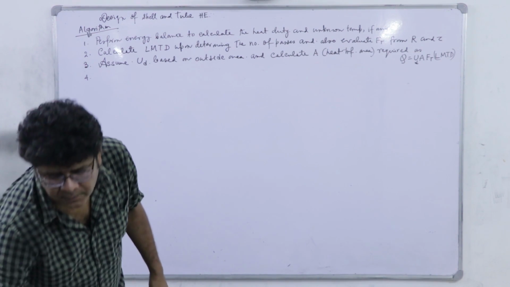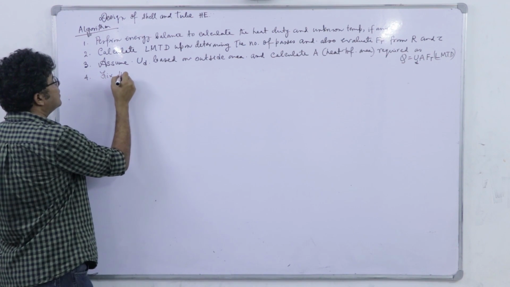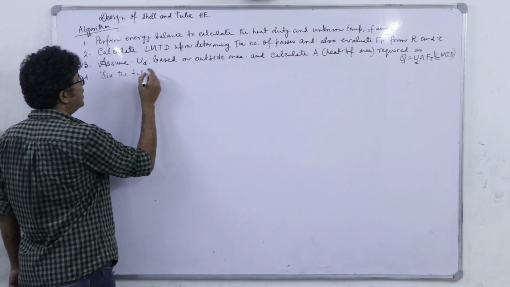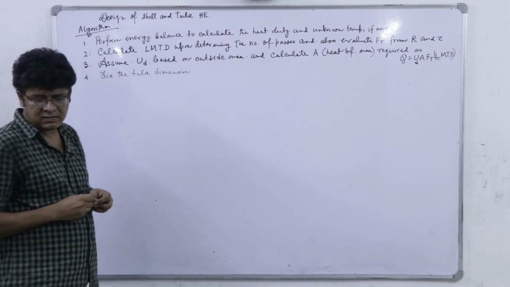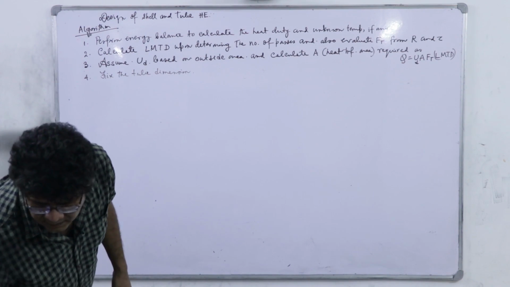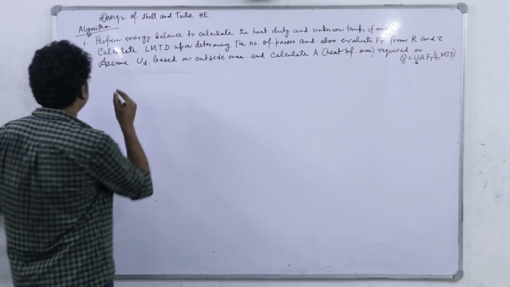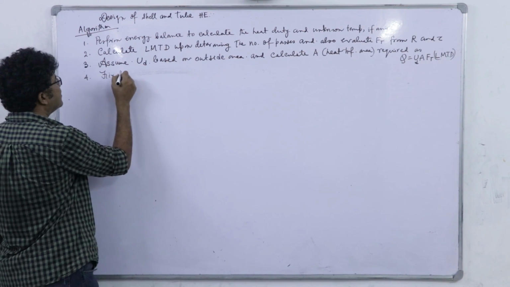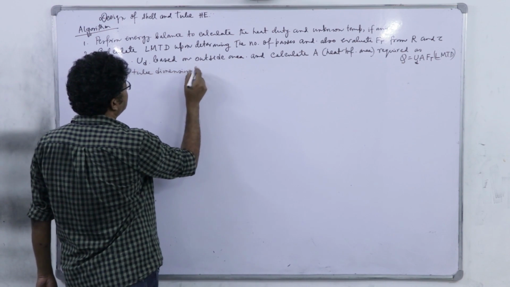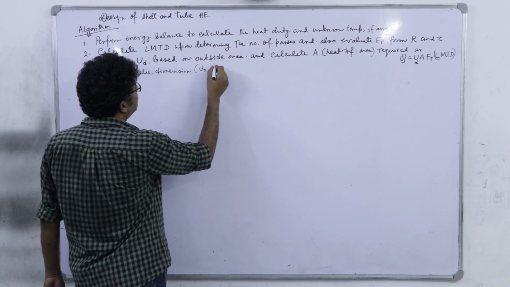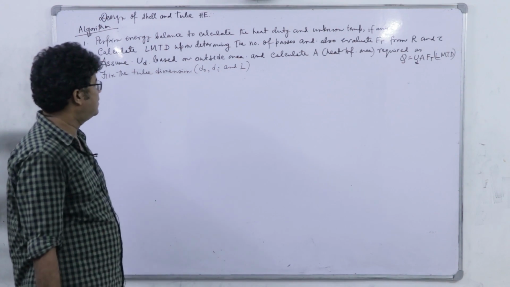So, what should be the procedure? First, fix the tube dimensions. First, okay, you fix the tube dimensions. That is DO, DI and L, the tube length, right.